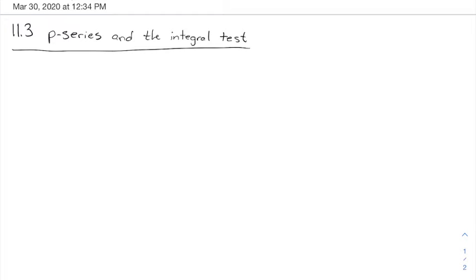All right, we're going to look at section 11.3, which is on p-series and the integral test. I want to talk about p-series first. A p-series has the form the sum of 1 over n to the p. And n sometimes starts at 1, sometimes at a slightly higher number, but anyway, n goes from 1 to infinity.